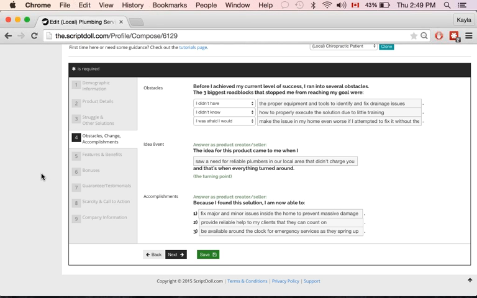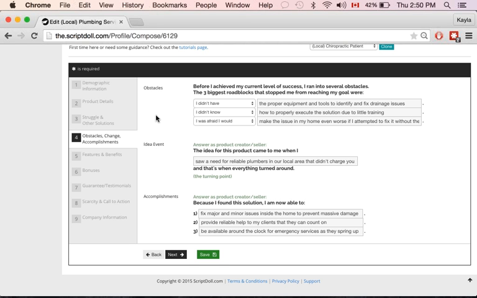So with these questions, the first one, obstacles, is going to come from your answer to question number 7 on the mind map. The aha moment is going to come from question number 8 on the mind map. And the final question about accomplishments is going to come from question number 8 as well as question number 6. That's going to pull from both of those options.